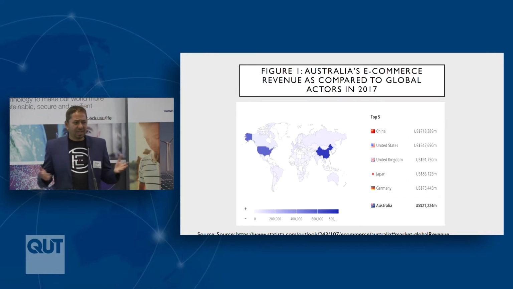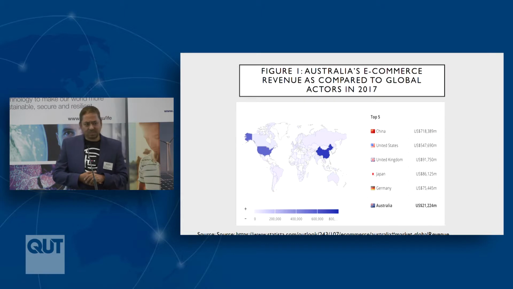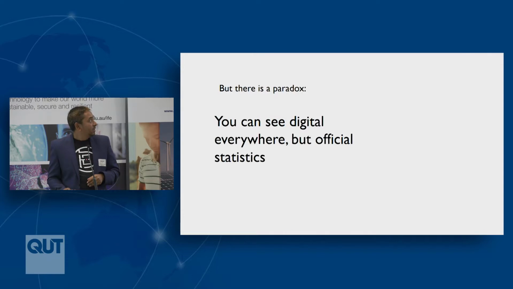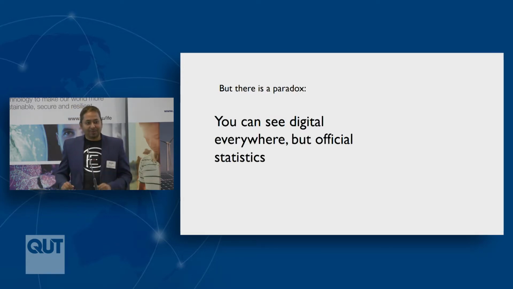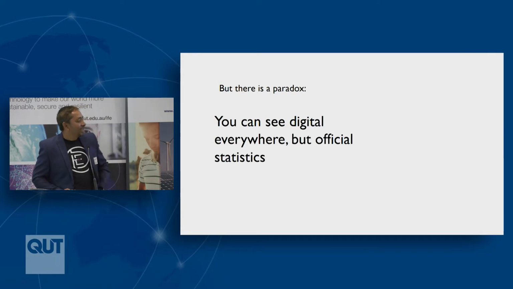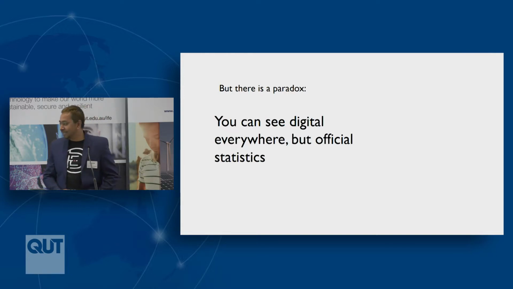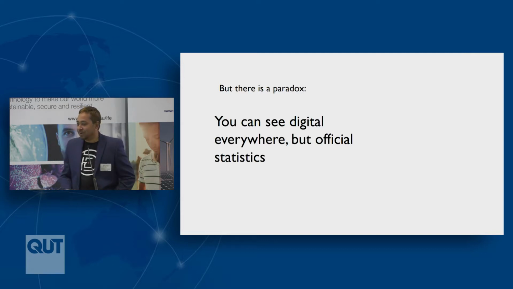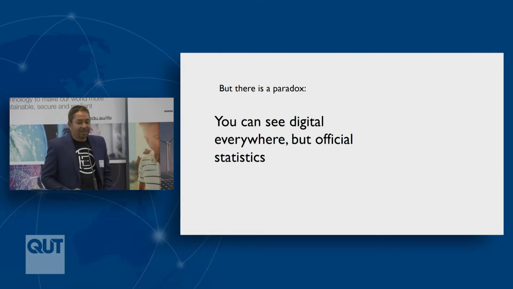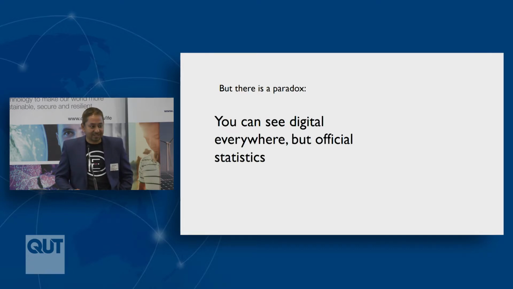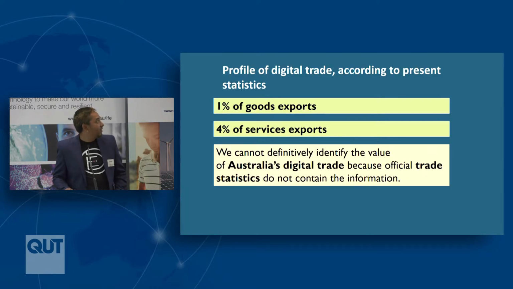But given the size of our population and the economy, it's a pretty good number, and e-commerce is growing in Australia. But there is a paradox, and I am talking mostly about that paradox. What is the paradox? You can see digital everywhere. You can see a smartphone everywhere. You can see internet everywhere. You can see digital in government policy, trade policy, and so forth, but not in Australian official statistics. So that's the paradox.